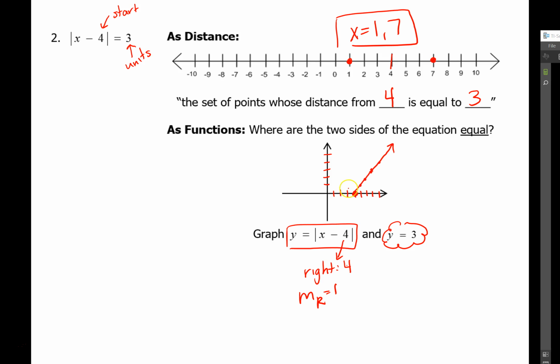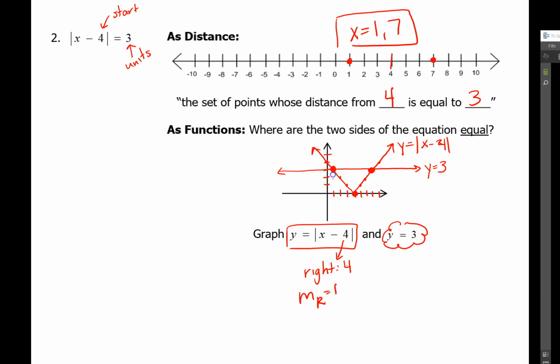And then my left-hand side is going to go symmetrically in the other direction, like that. Okay, so for the right-hand side now, let's graph y is equal to 3. That is going to be a horizontal line where y is 1, 2, 3. So that's going to be here, which means that my solutions are where these two graphs intersect.